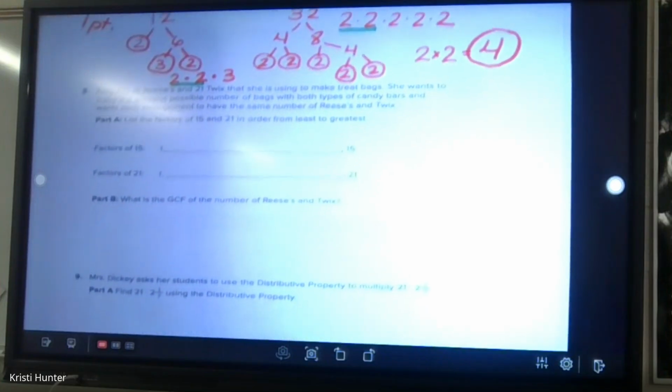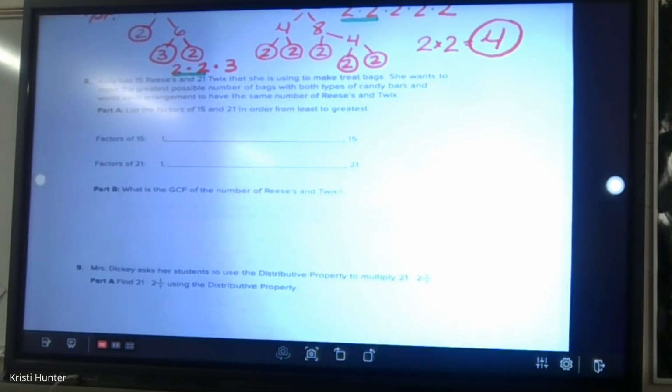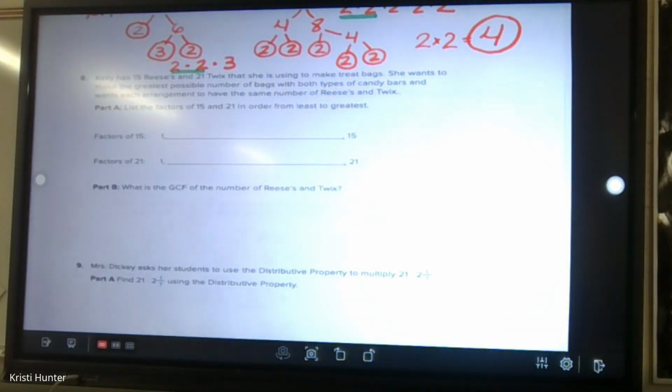Number 8 is also greatest common factor. It's just put into a story problem now. So Kelly has 15 Reese's and 21 Twix that she's using to make treat bags. She wants to make the greatest possible number of bags with both types of candy bars, and she wants each bag to have the same number of Reese's and Twix in it. So part A, you can use greatest common factor to work out this problem.